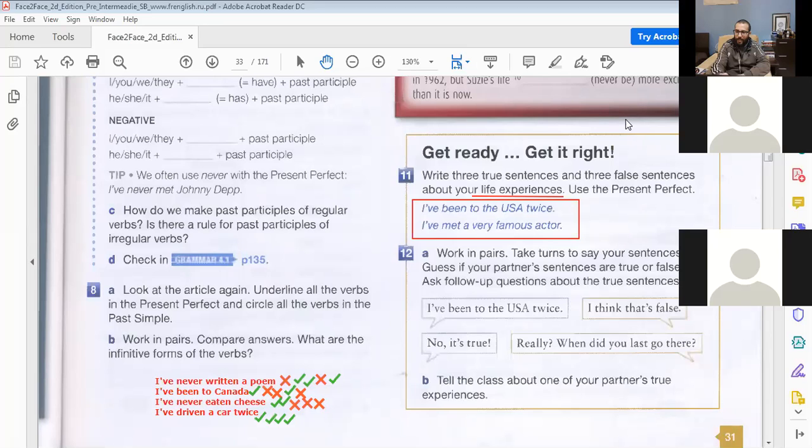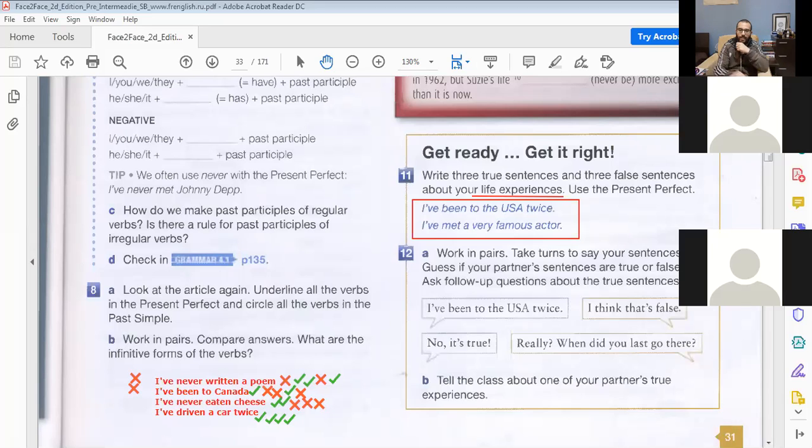Okay, so you can tell us, Khulud, which of these are true and which are false? First one is true? You've never written a poem? No. First one is wrong. Okay. You have written a poem before? Yes. Okay, so this one is false. And you've been to Canada, is this true? No, false. You've never been to Canada, okay.